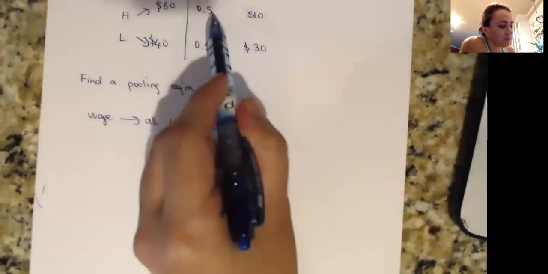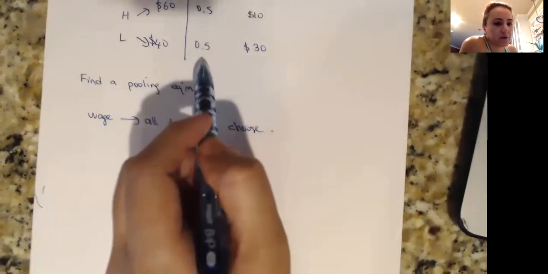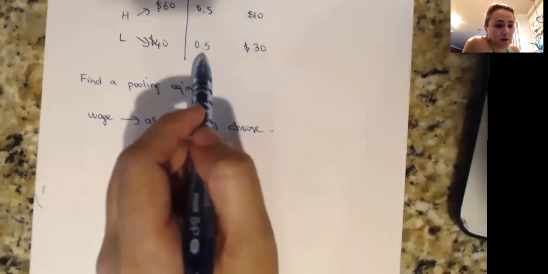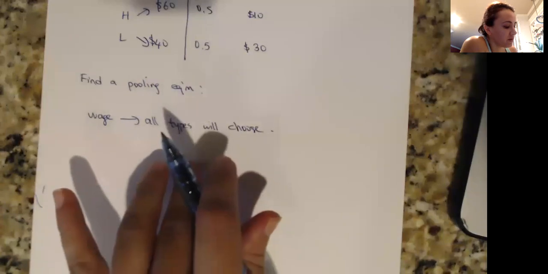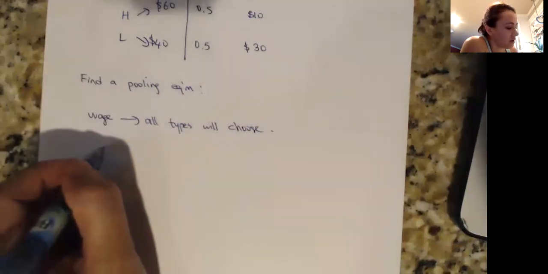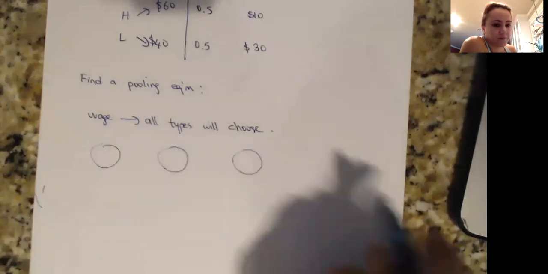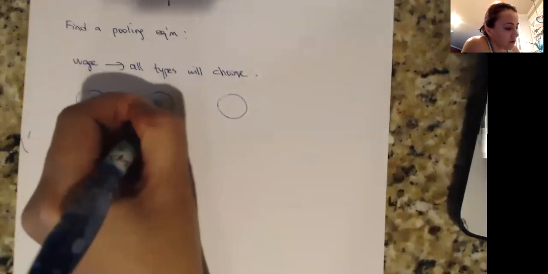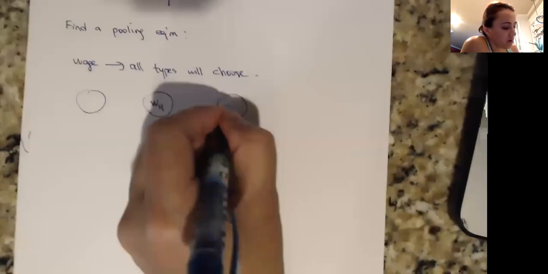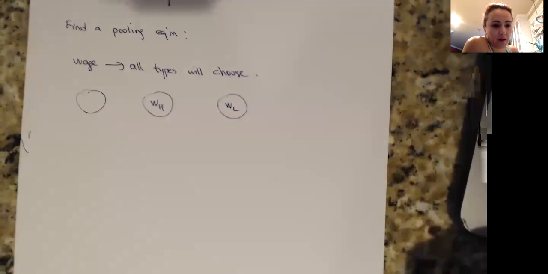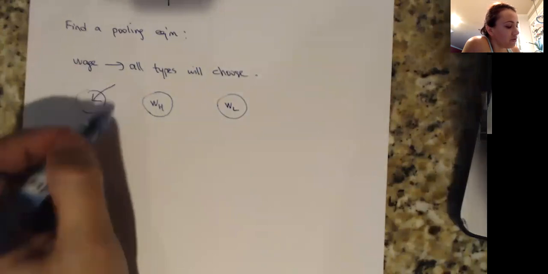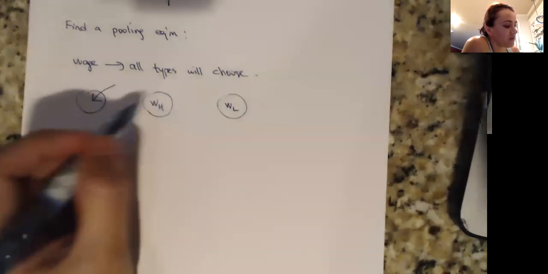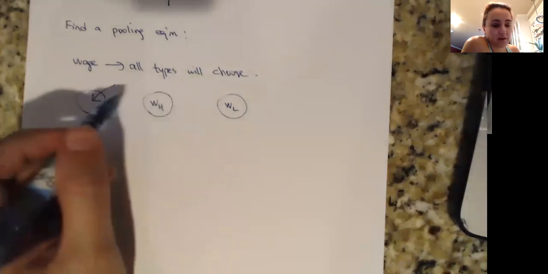Okay, so how can I do this? Well, remember that 50% of the workers are high type and 50% of the workers are low type. So I can create a contract including 3 types of wage. I'm going to offer a WH, I'm going to offer a WL, but I will also offer a third wage, an average, something between WL and WH.